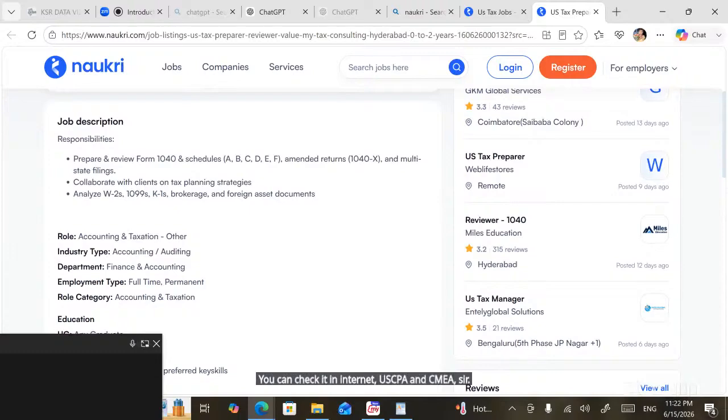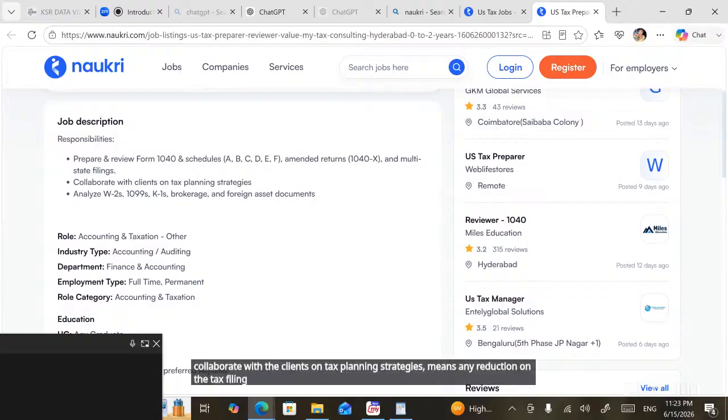Once you are an enrolled agent, that will be easy for you. So you can see the job description, sir, for this company. Prepare and review Form 1040 and Schedule A, B, C, D, E, F. Amended returns 1040 and multi-stage filings. That's it. Collaborate with the clients on tax planning strategies. Means any reduction on the tax filing or something, we will try to connect with them. Only those things.